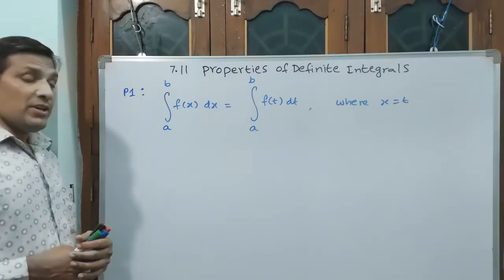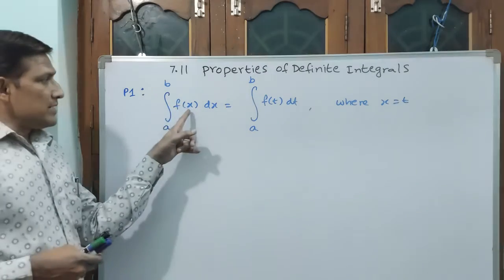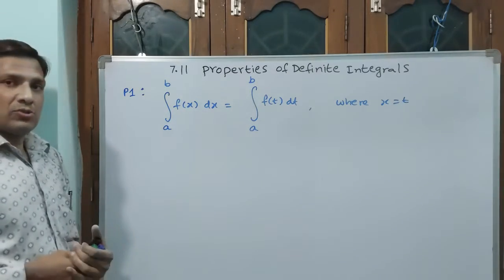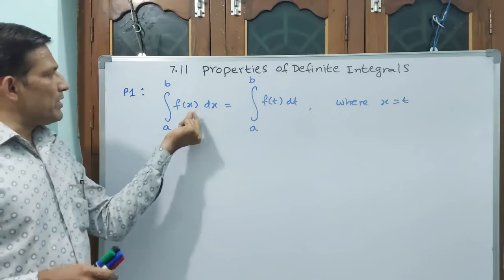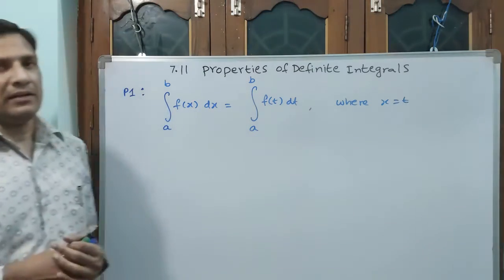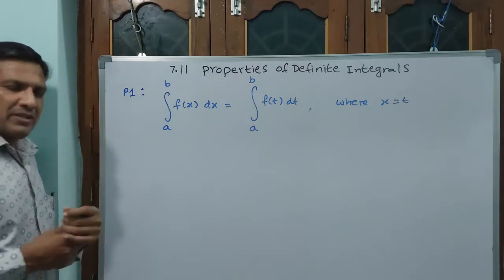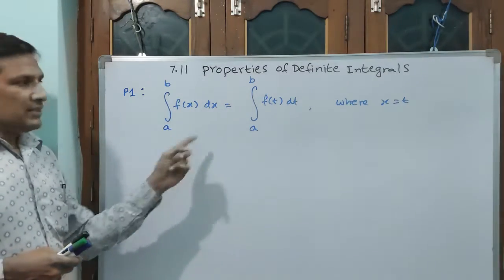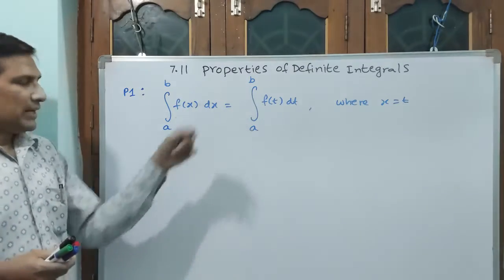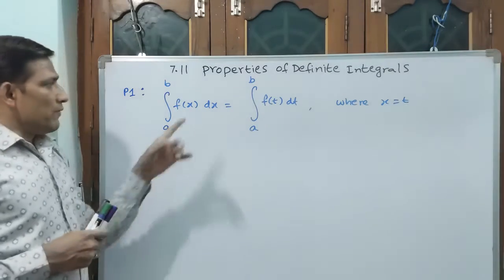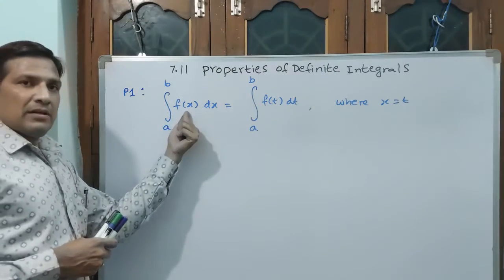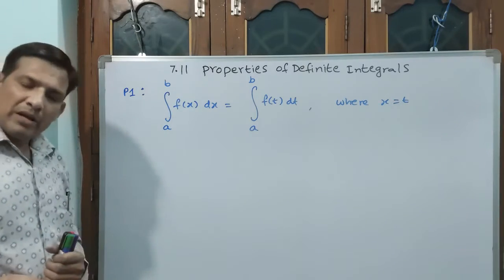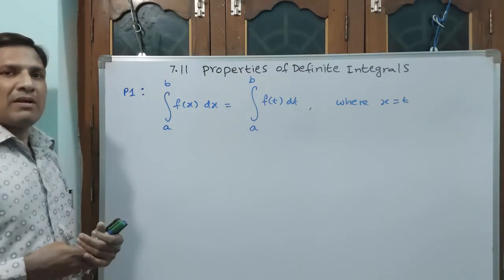You may have some doubt, sir, when f of t dt is there, then why can't we change these limits also? See, here we have not changed anything. In place of x we have taken t, that's all. This is not an important property, we know this very well. If f of x dx is there, then f of t dt may also be there. If x is equal to t, automatically the limit from a to b will be applicable here also. This is property number 1.